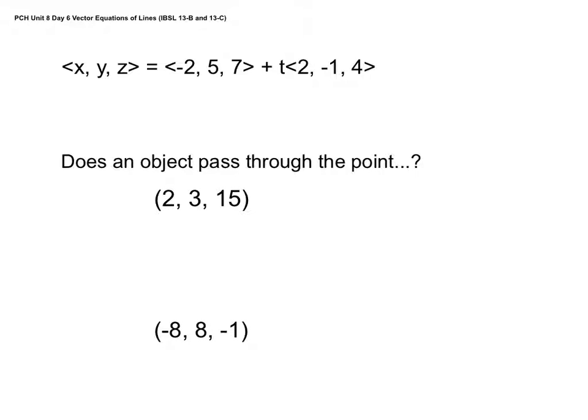Now, here's another case where the parametric equations are useful. Look at our vector equation in 3 dimensions. The question here is, does an object pass through this point? We have 2 points, (2, 3, 15) and (-8, 8, -1). What would have to be true for the object traveling along this line to actually pass through this point?